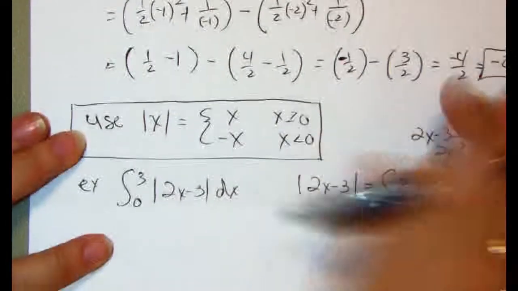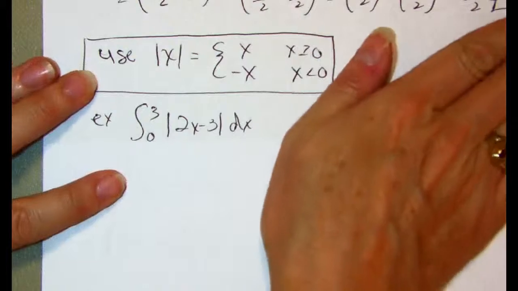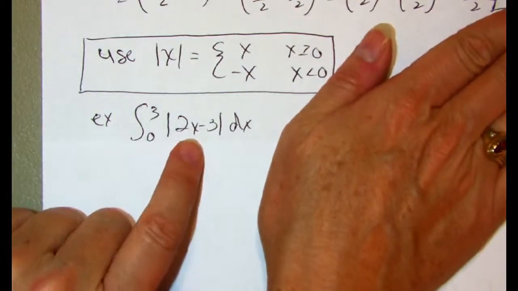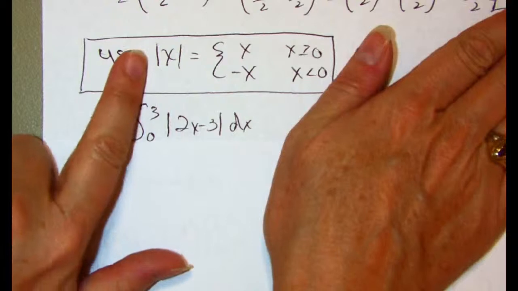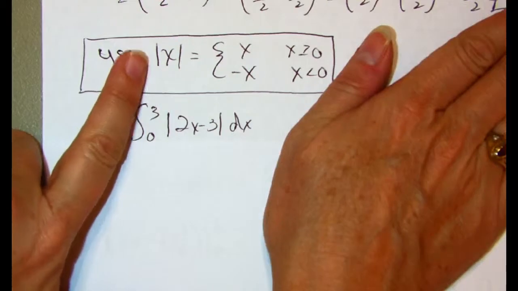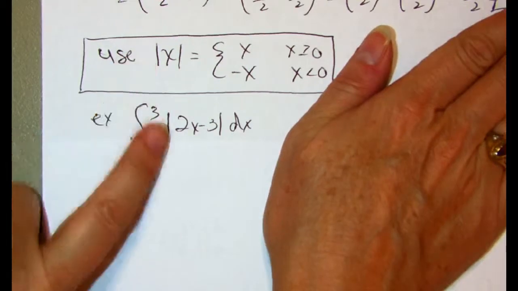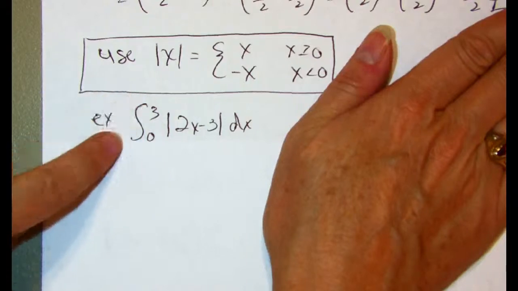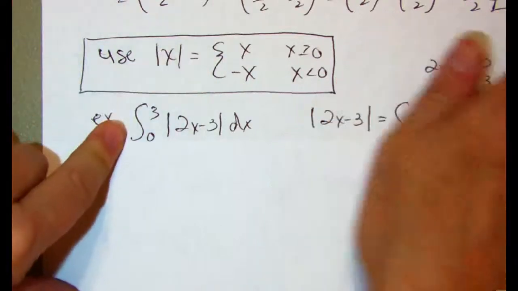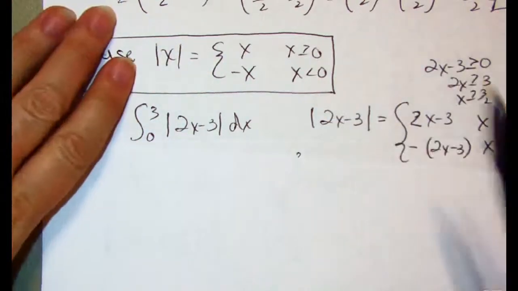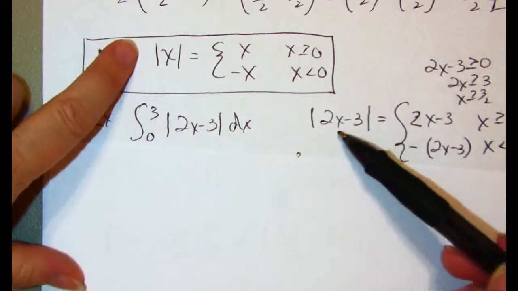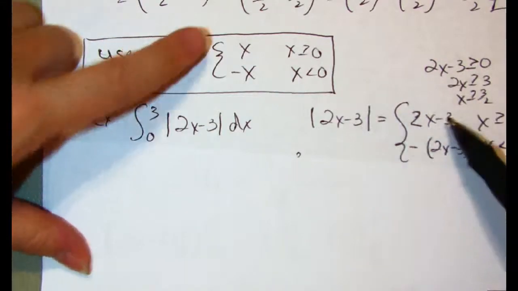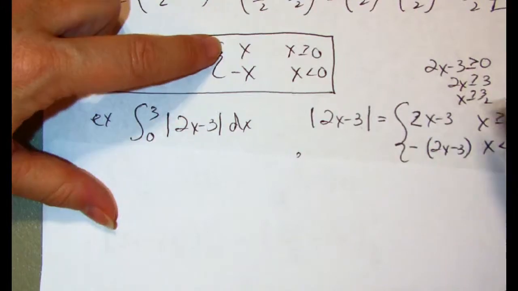So now, when I am given that my function that I want to take the area underneath the curve of happens to be an absolute value, I need to use this definition of absolute value of x. So the first thing I'm going to do is create a piecewise function, and I'm going to have to break up this antiderivative into two pieces. And so I'm going to substitute 2x minus 3 absolute value of it, just like I did here.